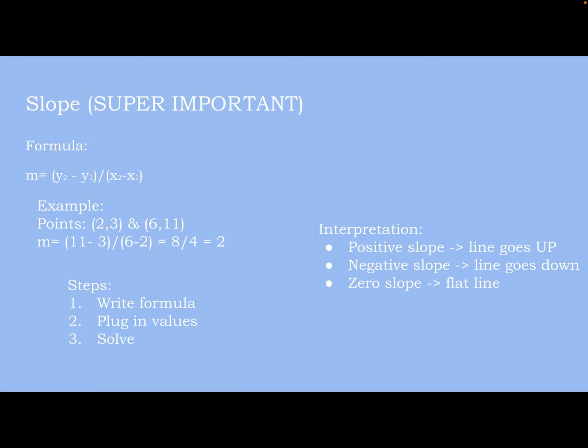Interpretation: if the slope is positive, being a positive number, your line is going to go up. If the slope is negative, it's going to go down. And if the slope ends up being 0, that's just a flat line across.